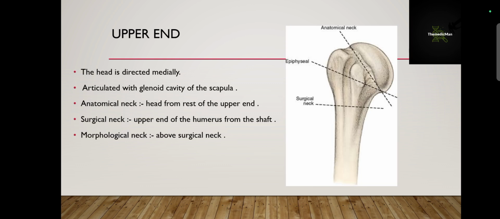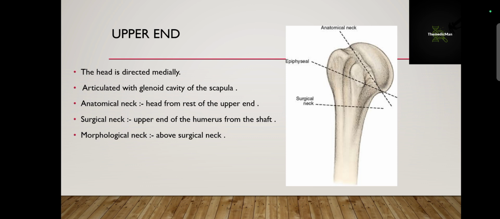The upper end, as we have already seen, is directed medially, upwardly and backwardly. The upper end articulates with the glenoid cavity of the scapula, and thus it forms the glenohumeral joint or the shoulder joint. In the upper end, there are three imaginary lines which we call the necks of the humerus. So there are a total of three necks: the anatomical neck, the surgical neck, and the morphological neck.